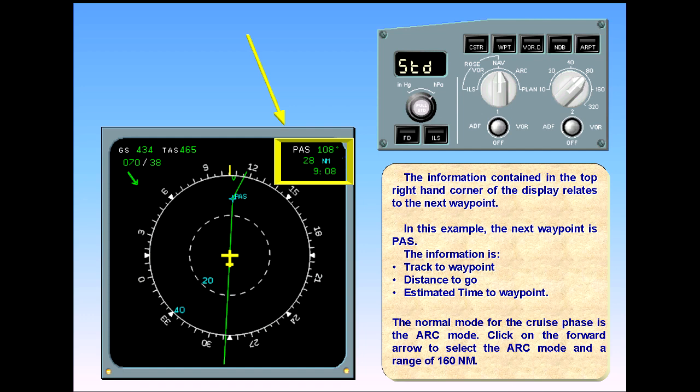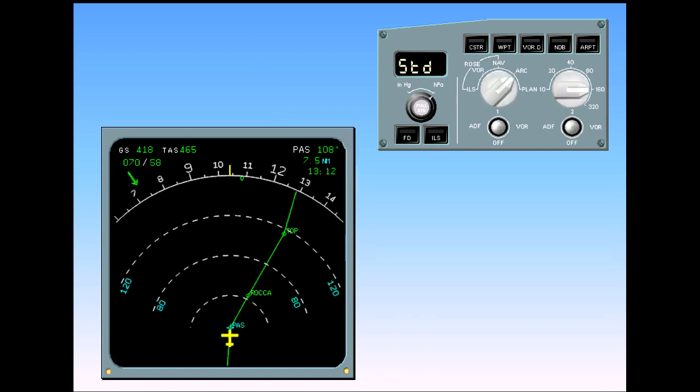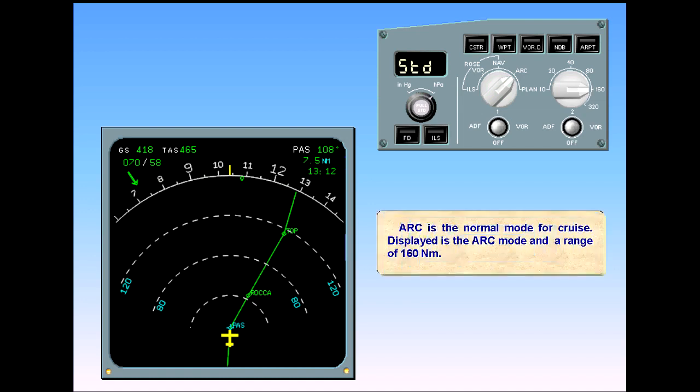The normal mode for the cruise phase is the arc mode. Click on the forward arrow to select the arc mode and a range of 160 nautical miles. Arc is the normal mode for cruise. Displayed is the arc mode and a range of 160 nautical miles.